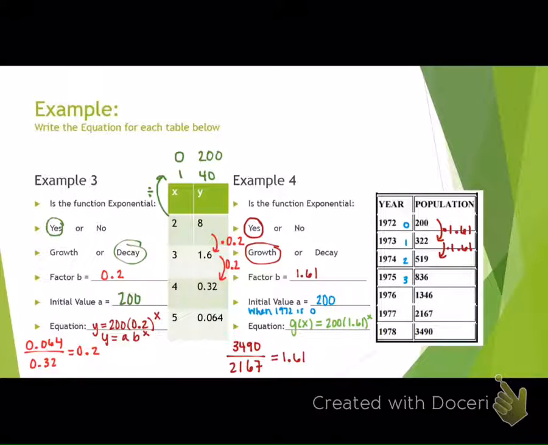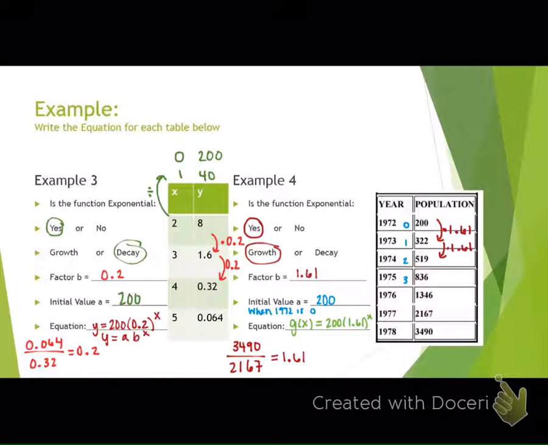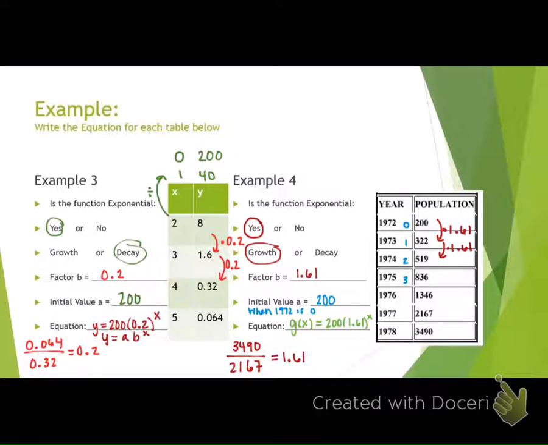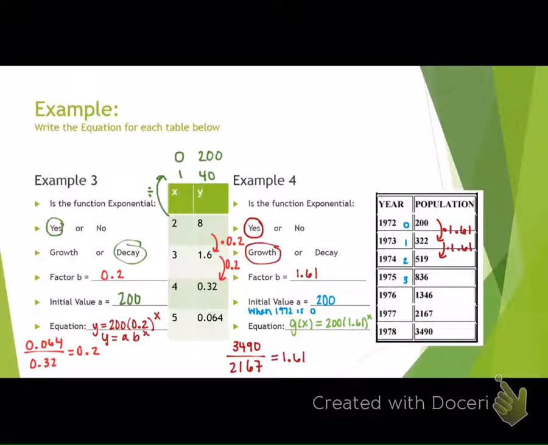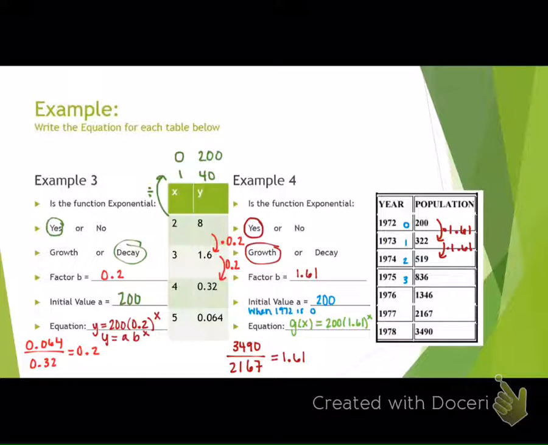Good. All right. So what questions do you guys have on writing equations from tables? Do you guys understand how to work the growth factor in trickier situations like example 3 and 4 were? Does everybody understand what I was doing there? How about questions on if 0 is not in your table? Do you guys understand how we got to 200 here? So the inverse of multiplication is division. So to go forward, we use multiplication. To go backwards, we use division. Yes?